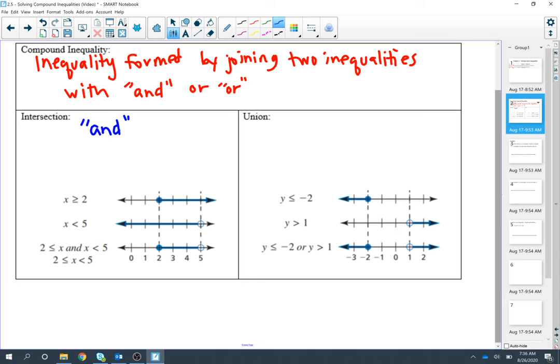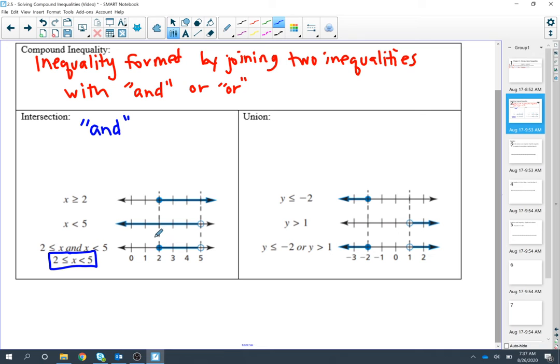And what it would look like is I would have my closed dot at 2 going to the right, I would have my open dot at 5 going to the left, and anything that was not both greater than 2 and less than 5 would no longer be on my number line. The other thing to notice when you're dealing with an intersection and the word and is that it can be written like this as one inequality. You put the x in the middle, x is less than 5, and x is greater than or equal to 2. So that's an intersection.